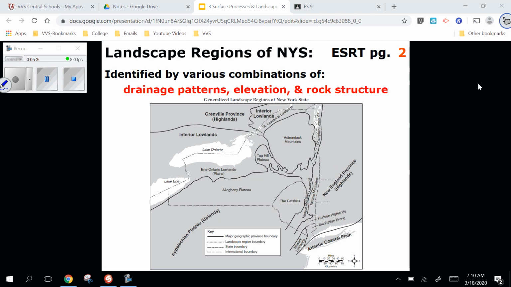A couple other examples. St. Lawrence lowlands, Erie, Ontario lowlands, Champlain lowlands, Mohawk Valley lowlands. These are really part of a larger region called the interior lowlands, which includes areas that move up into Canada. Again, we're talking about a political boundary now, so bedrock doesn't change just because you cross over into a different country.